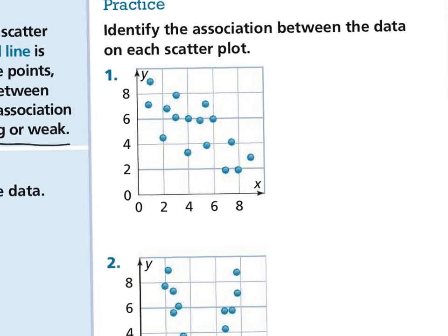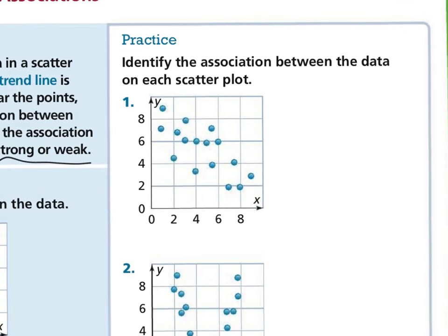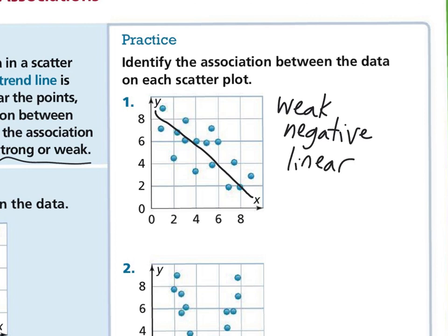So if you look at this next part, number 1, we could kind of draw a line through these points, something like that maybe. The points are not very close to that line necessarily, so that's kind of weak. It is negative because we've got a negative slope on that trend line that we drew, and that was a straight line that we drew, so we could say weak negative linear association or relationship if you want.